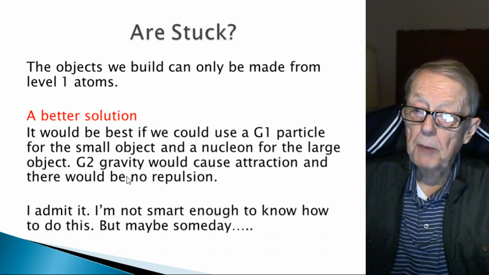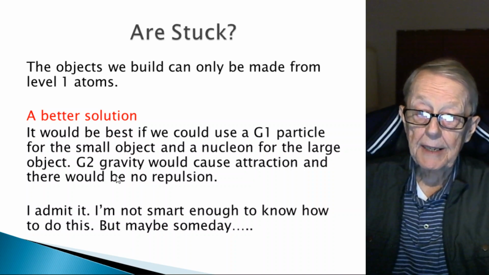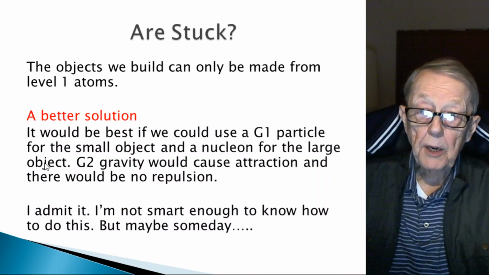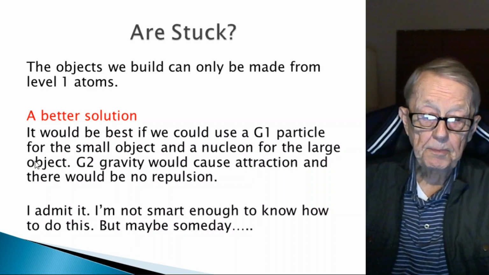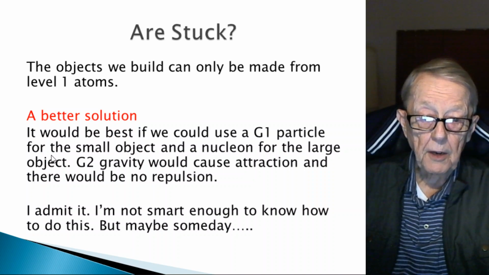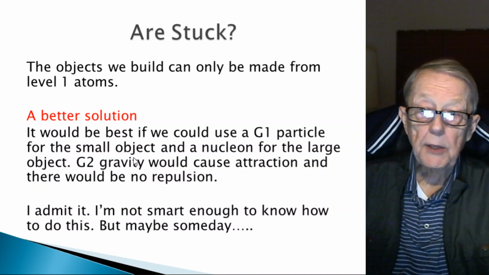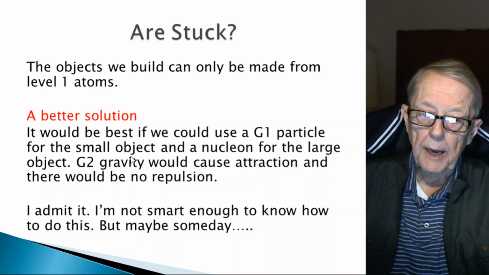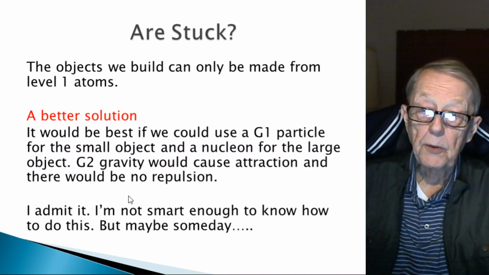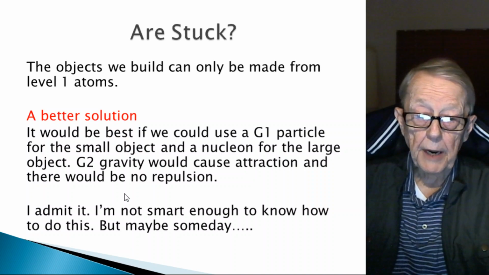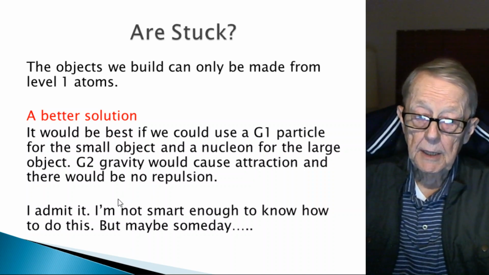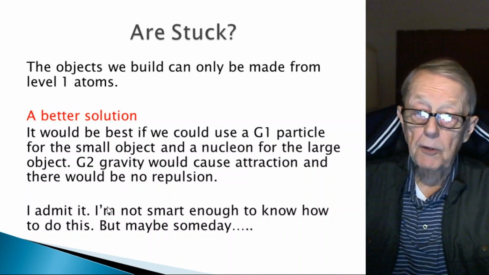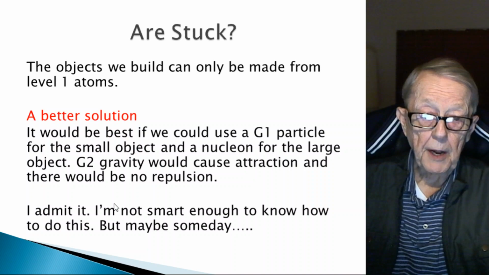So are we stuck with this method of magnets or something else like it? Well, there is really a much better solution. It would be best if we could use a G1 particle for the small object and a nucleon for the large object. G2 gravity would cause attraction, and there would be no repulsion. We would be measuring it directly. I admit it, though, I'm not smart enough to know how to do this. I'm not even sure how I could ever even explain how to do this. Maybe someday in the future, if it's ever pursued, someone will figure it out.